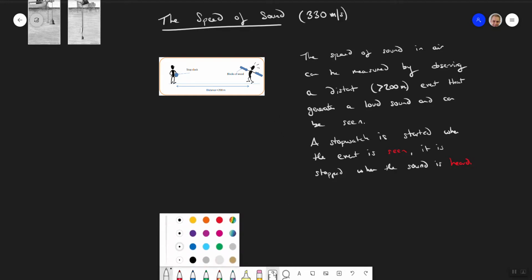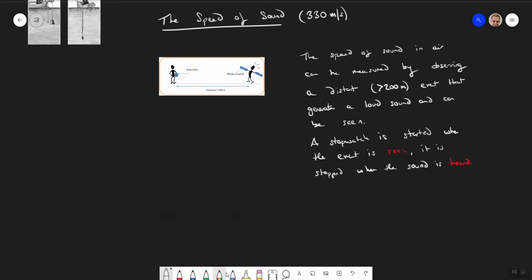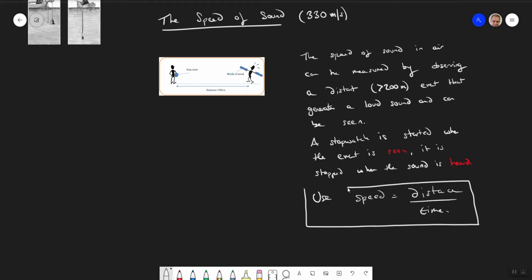So anyway, once we've measured the distance between the start and finish, we would then use speed is equal to distance over time. And if you were writing this up as an experiment, you would say, right, okay, I will take repeats, I will calculate an average, and do all the things that you would normally do.